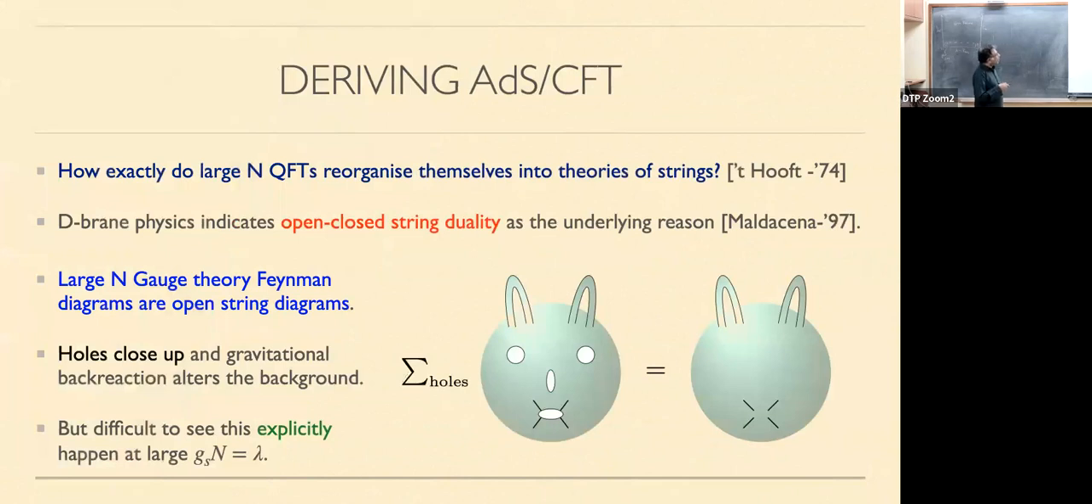And now I want to get to the central point of my talk, which is the question that was probably raised first by 't Hooft: how exactly do large N quantum field theories reorganize themselves into theories of strings? And the duality that Maldacena proposed didn't come out of thin air. It came out of an understanding of objects in string theory called D-branes, which involve so-called open strings. When I drew those Feynman diagrams, I drew closed strings, which trace out these tubes.